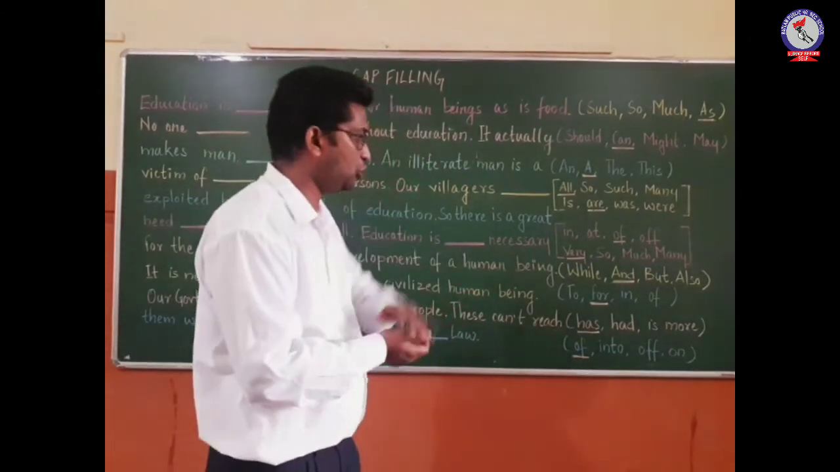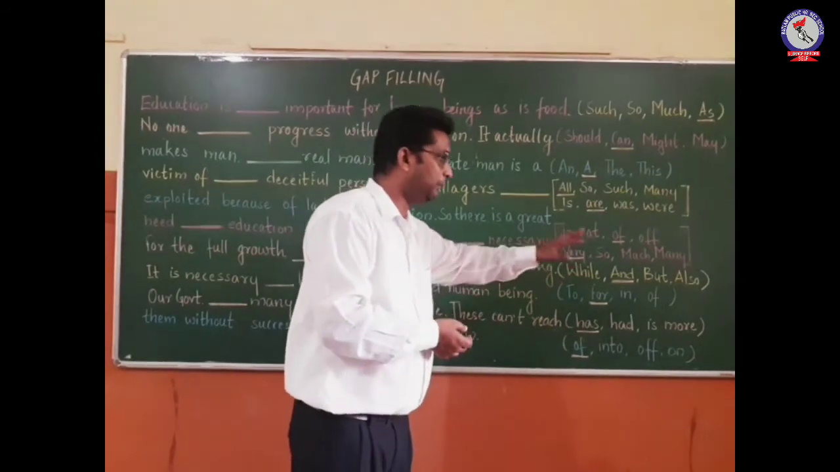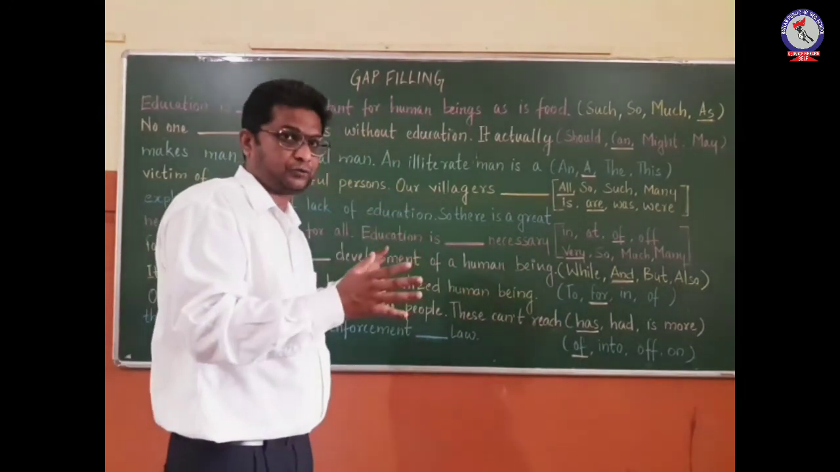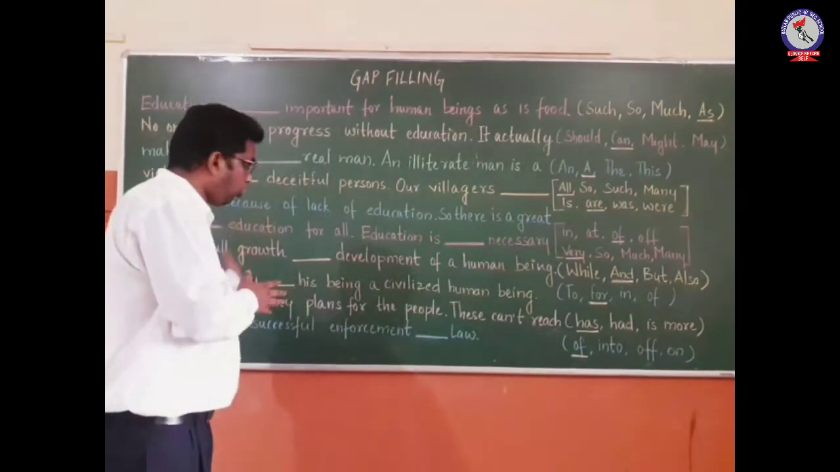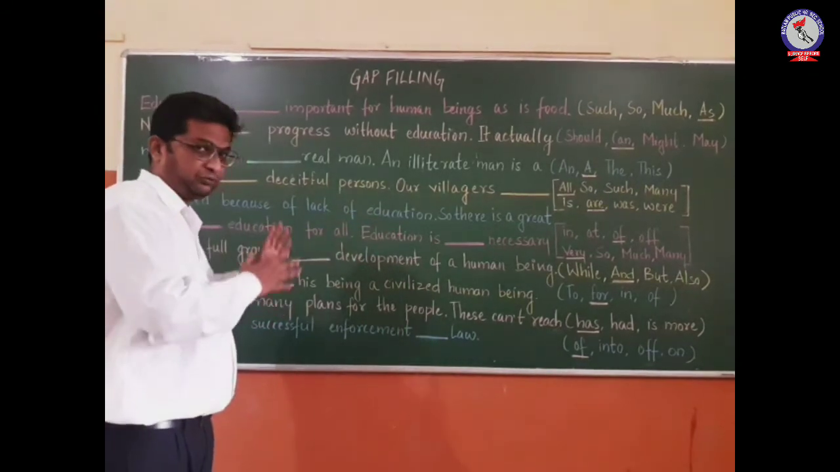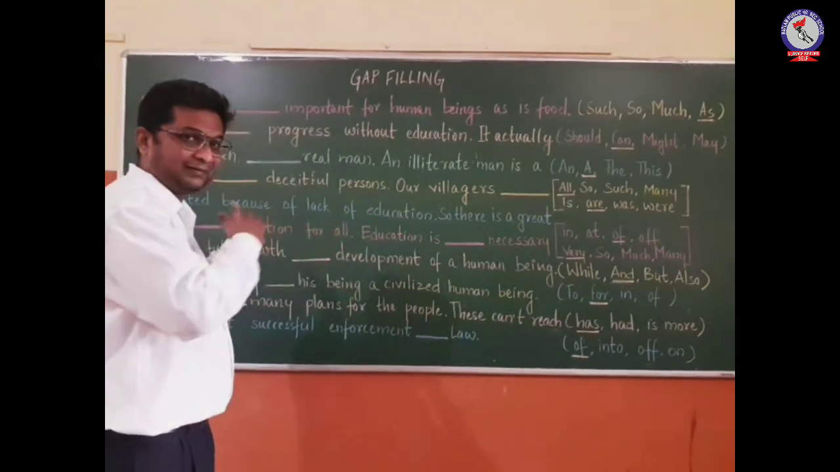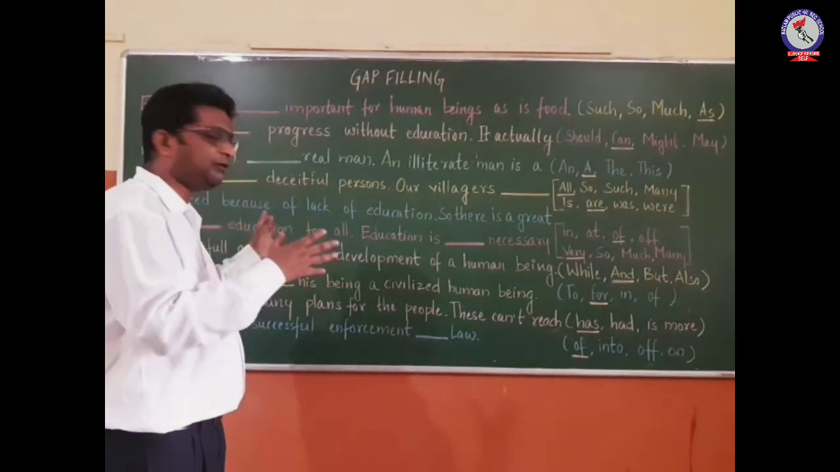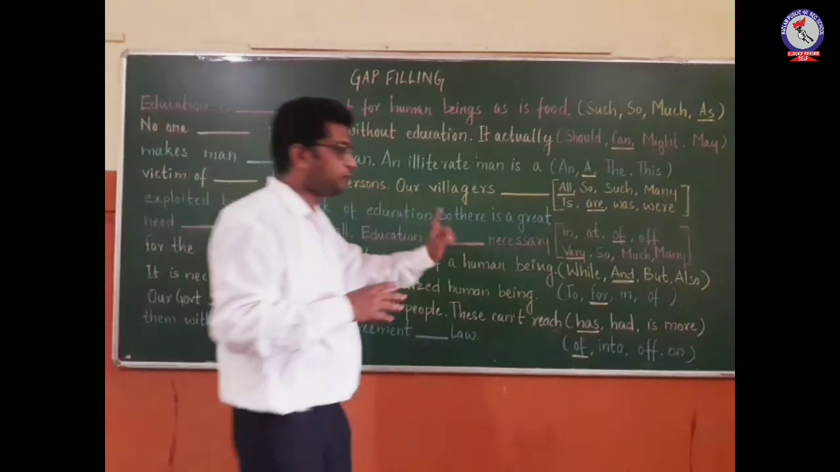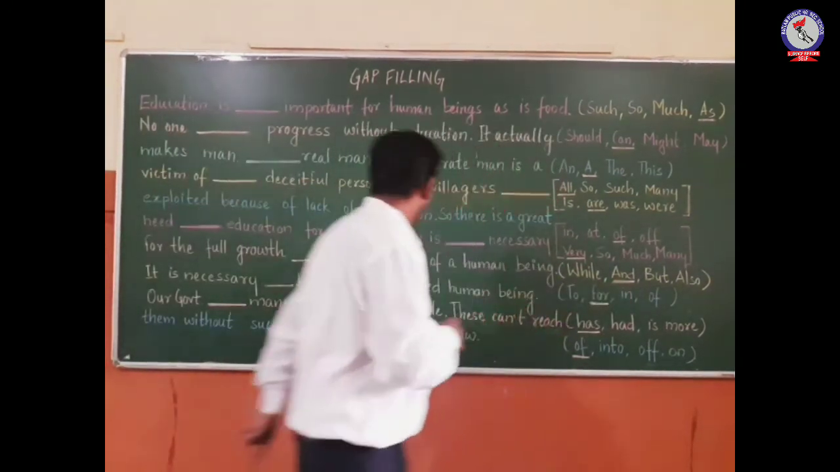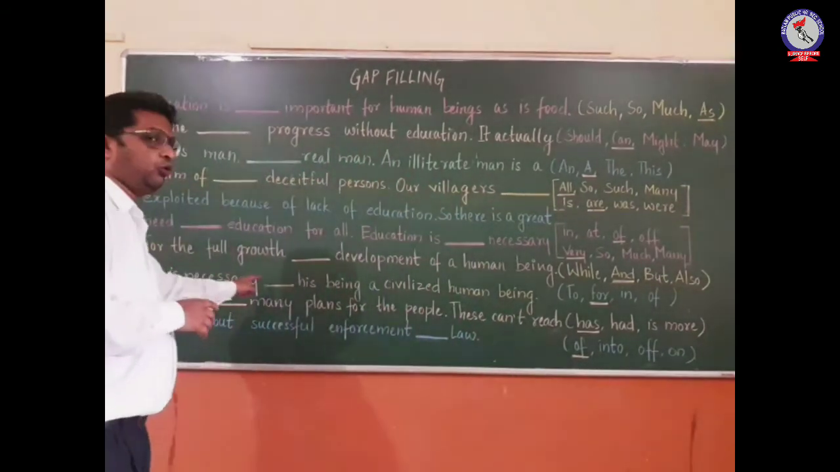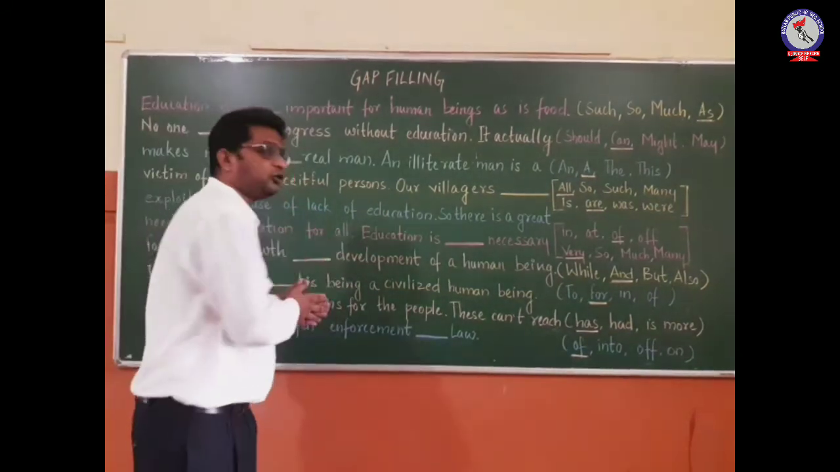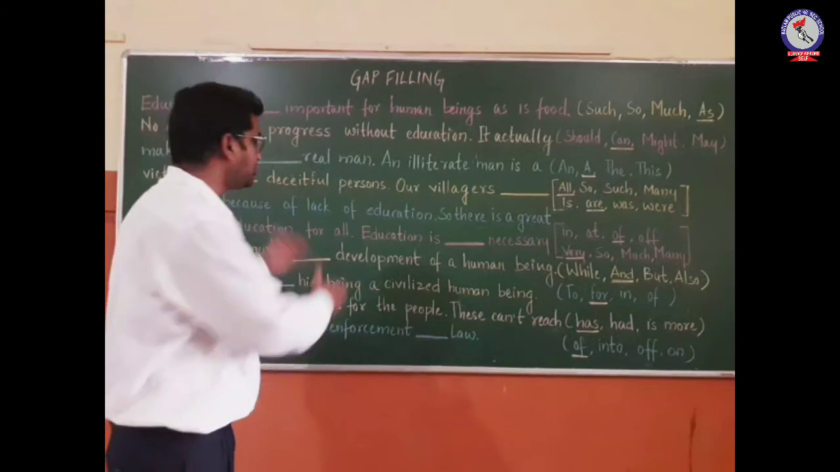Now see the option. Why, and, but, also. You see all the options are conjunctions. So growth why development, that will not come. Growth but development, that will not come. Grammatically it is wrong. Also growth, also development, not. So the right option will be and. For the full growth and development, the right connector, the right conjunction is and.